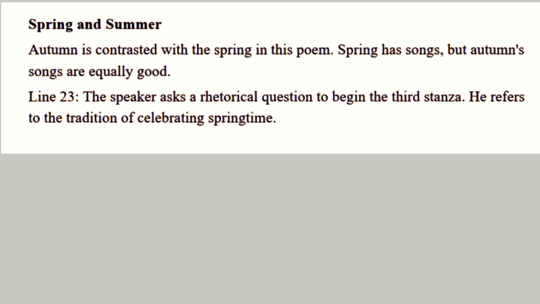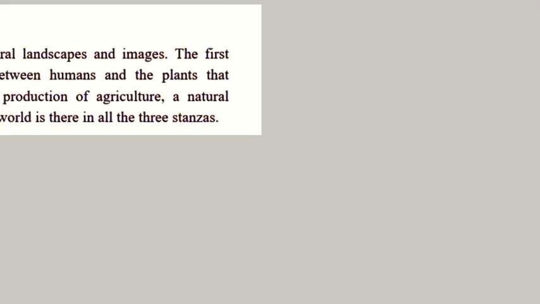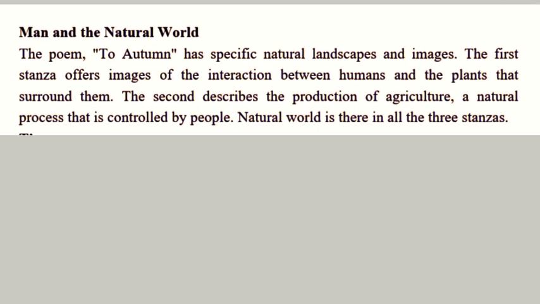In line 23, the speaker asks a rhetorical question to begin the 3rd stanza. He refers to the tradition of celebrating springtime. Let's talk about a few themes in the poem. The most important thing in the poem that I find is man and the natural world.